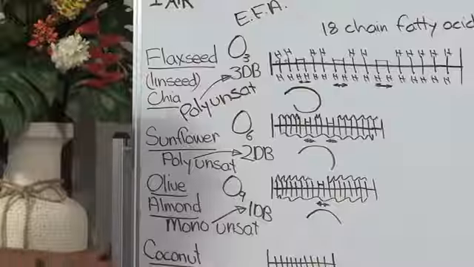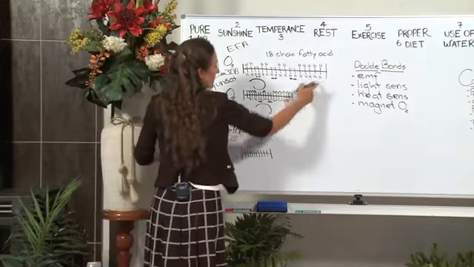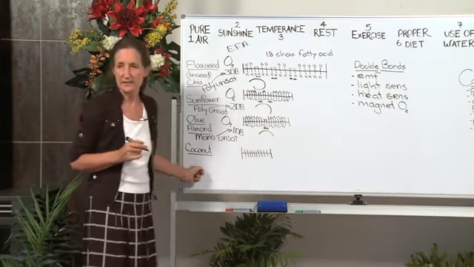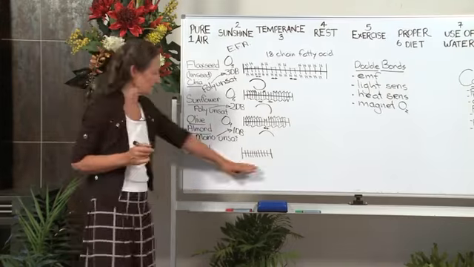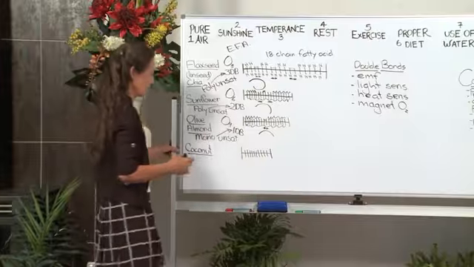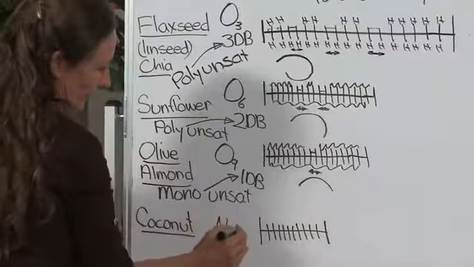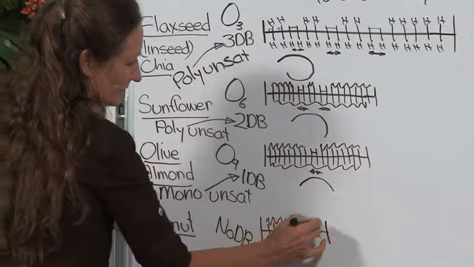What about coconut? Coconut oil, instead of being a long chain fatty acid like these 3 18-chain fatty acids, contains short and medium chain fatty acids. I have drawn a 10-chain fatty acid here, which is considered a short chain fatty acid. There are no double bonds in coconut, so every spot is full.